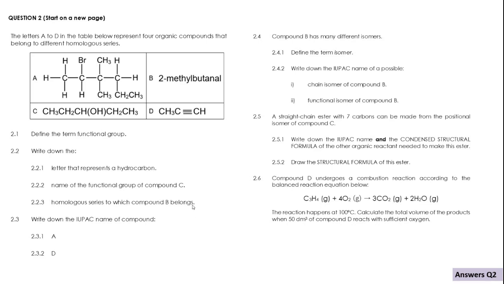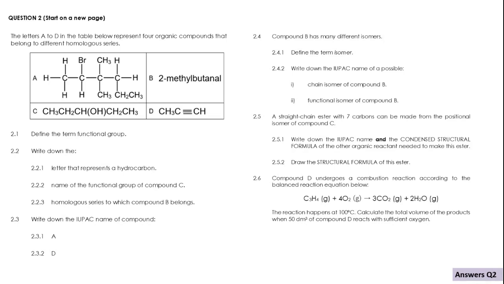All right. Now we're going to 2.3, naming of the compounds. This is where things really get very, very interesting. The question says, write down the IUPAC or UPAC, as some people say, right? The UPAC name of compound A. Now, we have to be very, very careful here. You remember, grade 12s, when we name an organic compound, you must go for the longest straight chain, right?